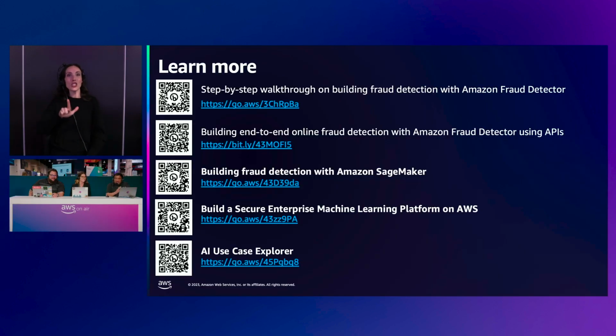If you want to learn whatever I showed in the demo, customers can do the step-by-step procedure. There is synthetic data they can use. And if you want to do it in an API way, where you have a Jupyter notebook, that is the guide. And if you want to do the same thing with SageMaker, where you don't have the labels, you can do that. And if you want to learn more about the end-to-end machine learning platform, there is a white paper. If you want to explore AI, there is a use case explorer.